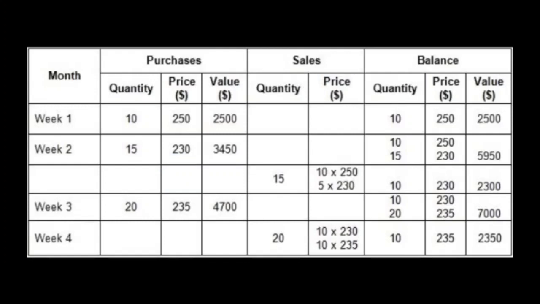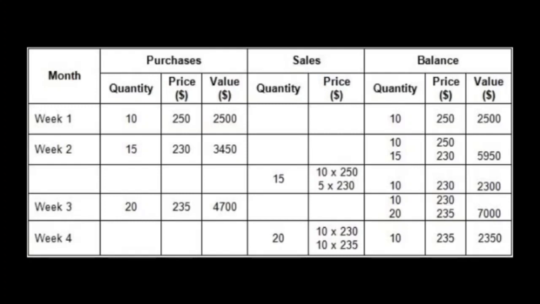Then the company has got a contract of selling 15 units. Now it shall take this 10 into 250, and the balance of 5 shall be taken from these 15 into 230. So we'll take 5 into 230. Now the company's 10 units have been sold, and 5 out of the 15 have been sold. Now the company has a balance of 10 units only at the cost of 230, and the total cost is 2,300.